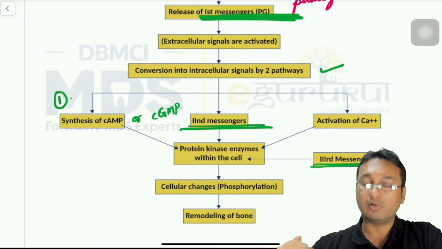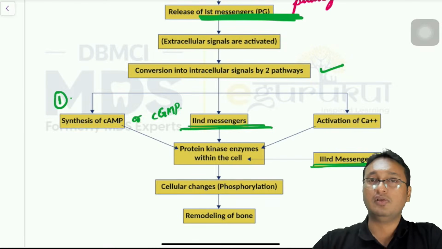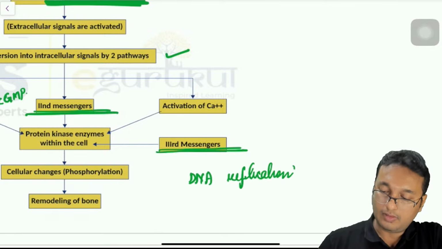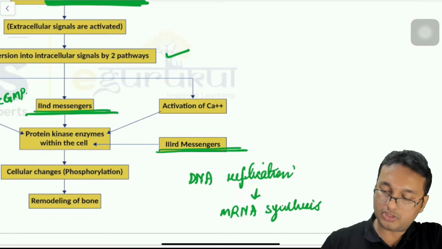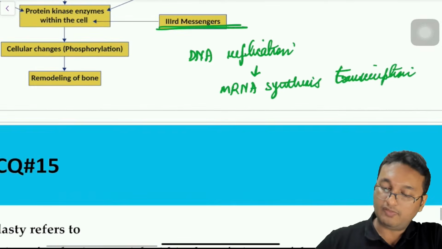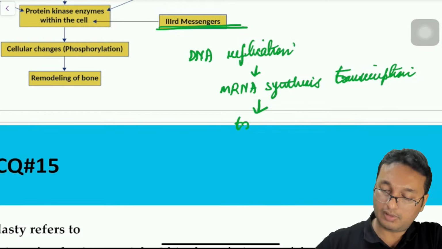That chromatin undergoes DNA replication, followed by mRNA synthesis, that is transcription, and finally out of transcription certain proteins are manufactured, proteins are synthesized by a process called translation.